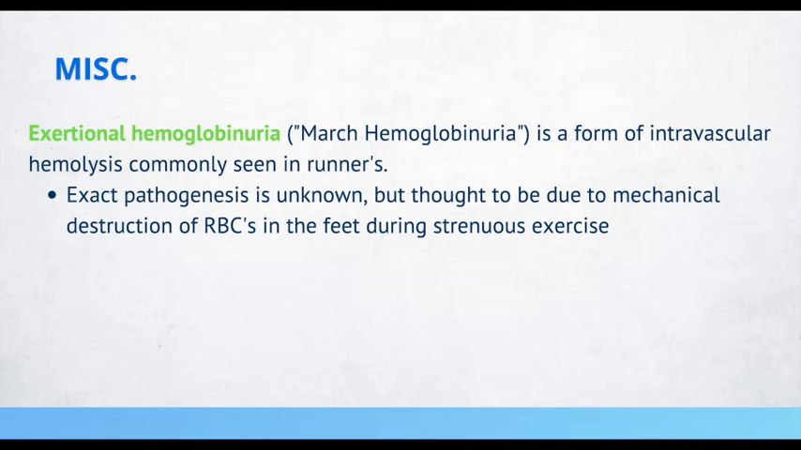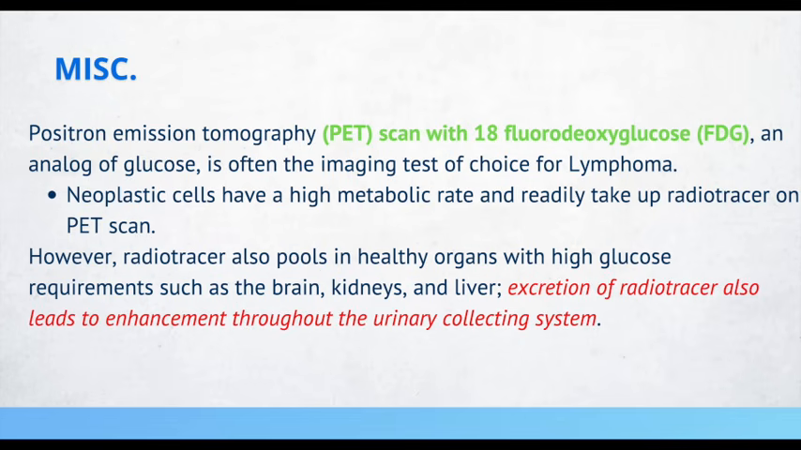If a patient does a PET scan with FDG, what can happen is that the neoplastic cells have a high metabolic rate and they take up this tracer on PET scan. And you can see that because the radiotracer is excreted through the kidneys, the tracer basically builds up or enhances the urinary collecting system.